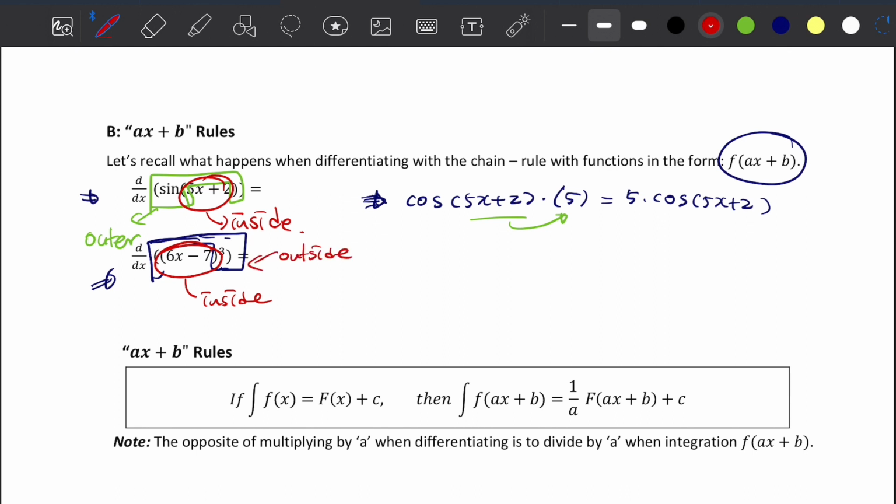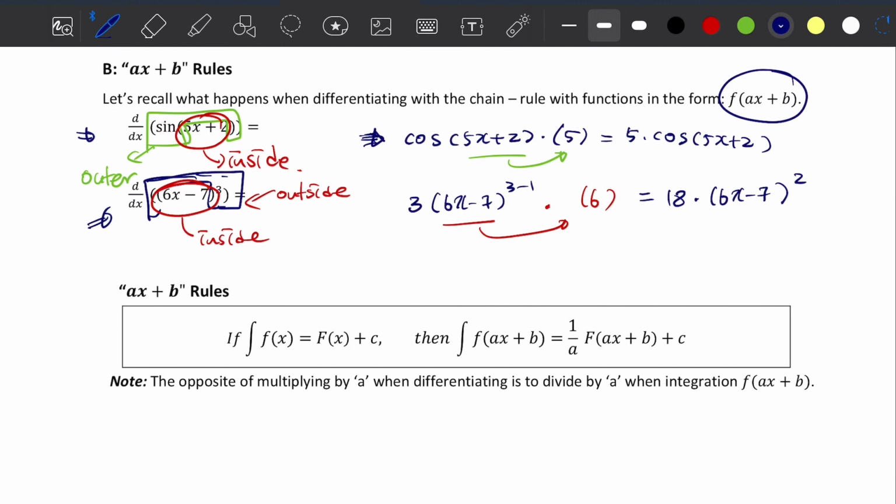So we first have to differentiate the outer part. So it becomes 3 times (6x minus 7) to the power of 3 minus 1, times we take the inside and differentiate, and this becomes 6, right? Then we get the final answer of 18 times (6x minus 7) to the power of 2.